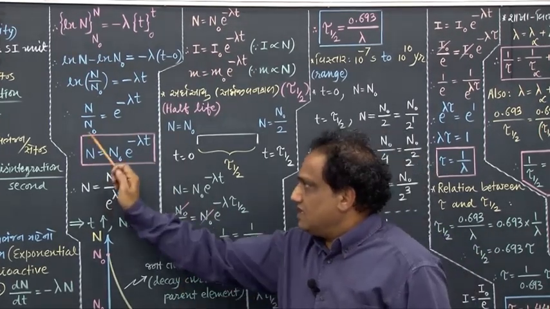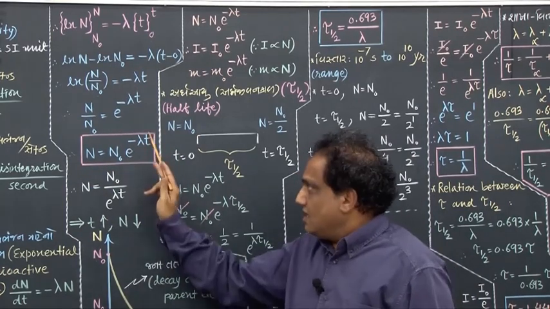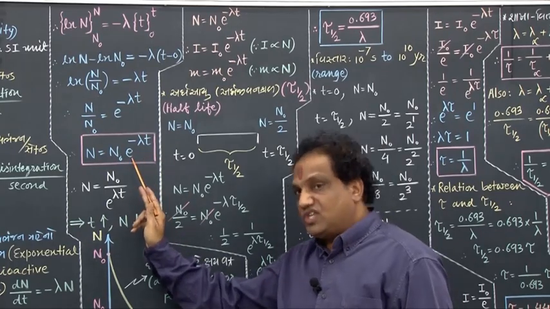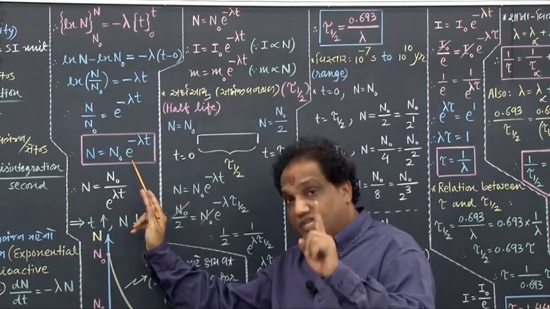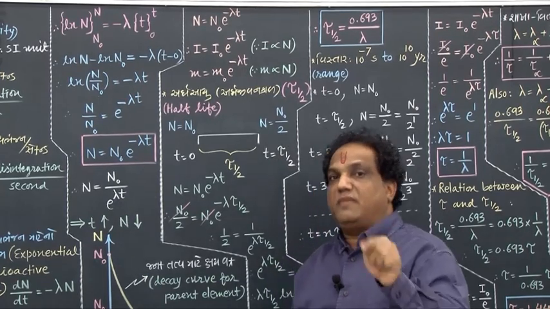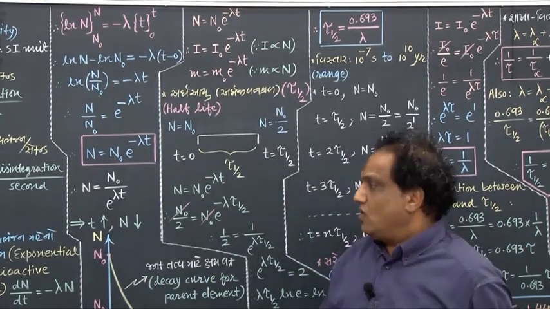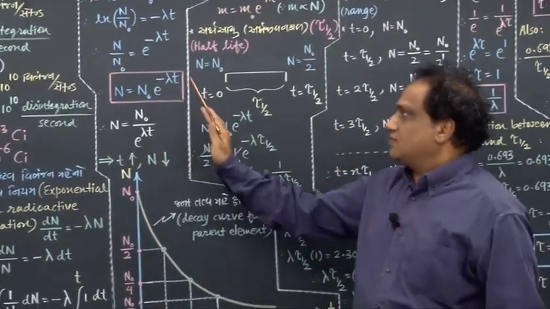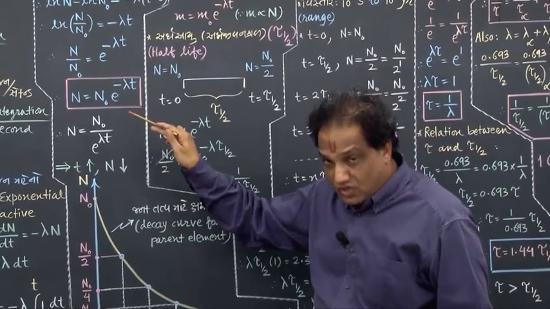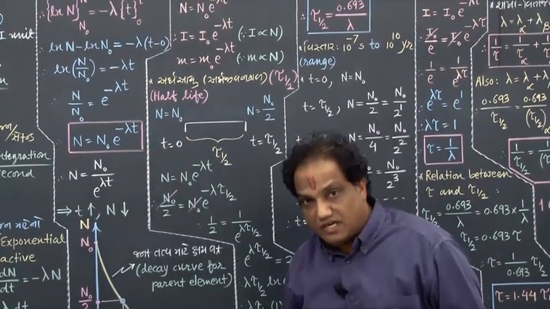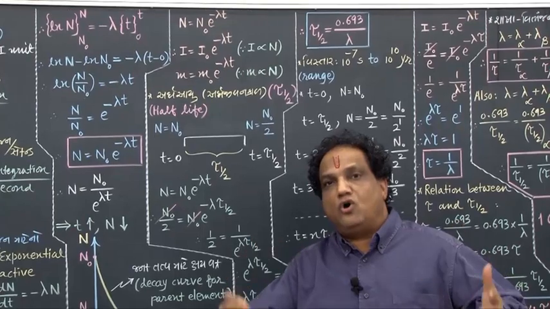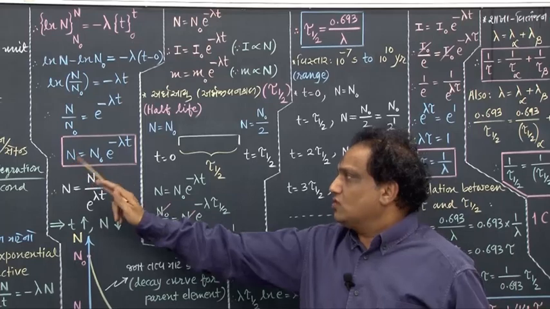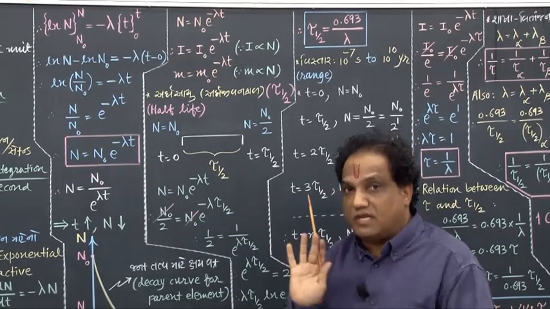This is the result in which on the right hand side we have one function of time which is called an exponential function because the base is e. Any function having base e, in English we call it an exponential function. So one such exponential function is involved in this result. That's why this result is known as the exponential law for radioactive disintegration: N equals N0 e raised to minus lambda t.